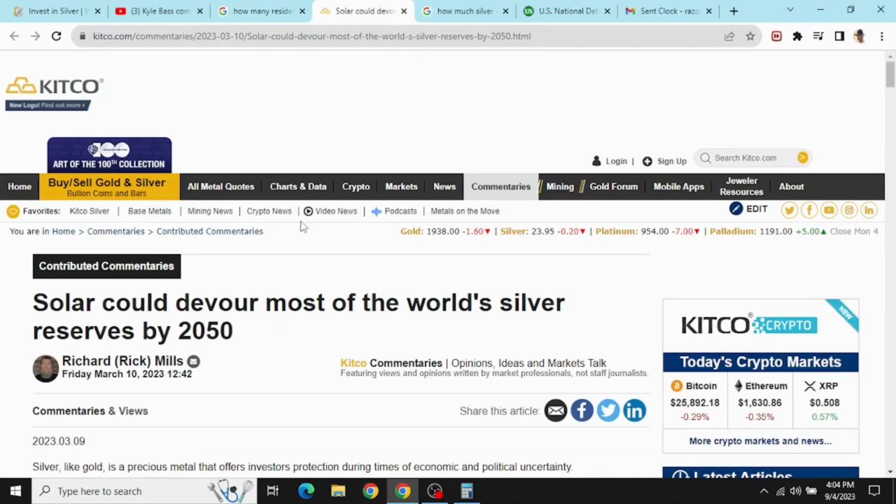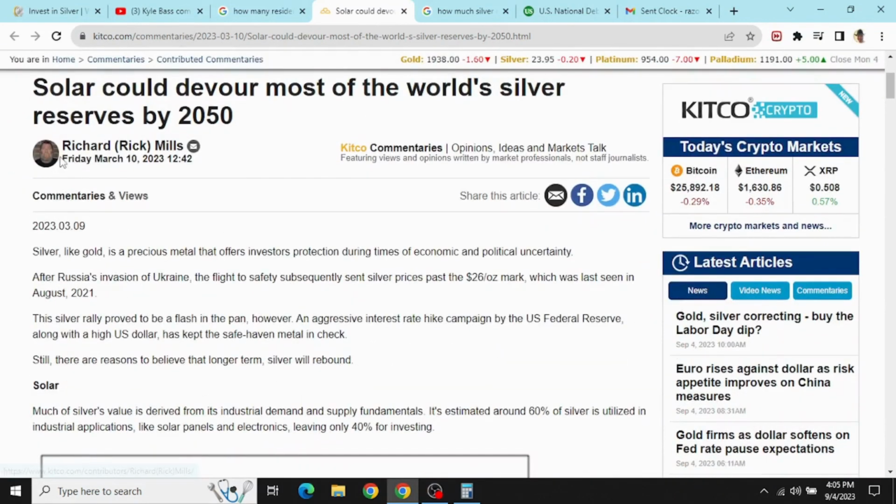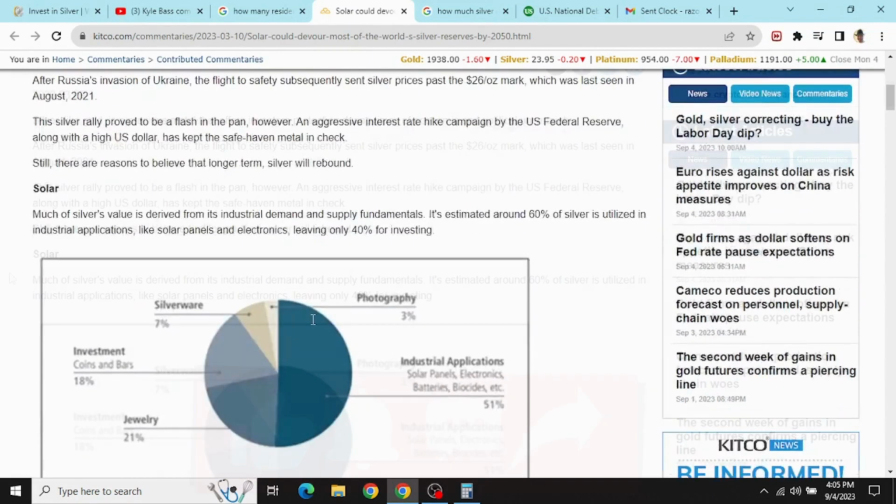And I found an article here written by Rick Mills, who published it in Kitco, and I think a lot of us read this daily or at least monthly possibly. This is a pretty recent article here. It says here on March 10th of 2023, and he says solar could devour most of the world's silver reserves by 2050. And this is a really neat article.